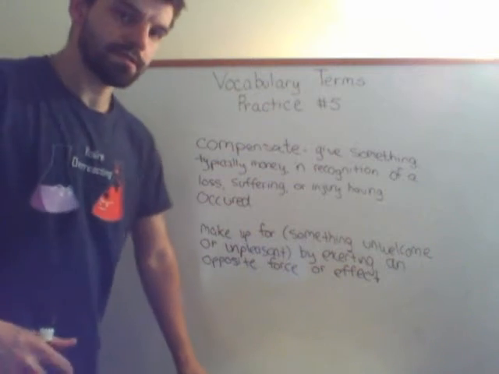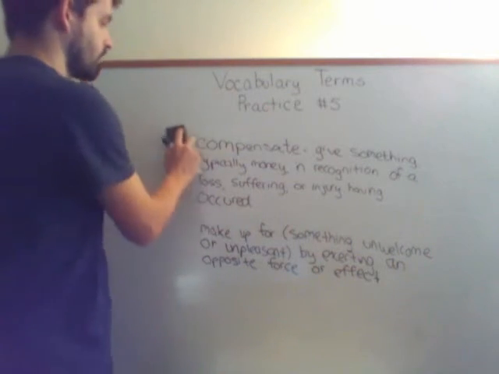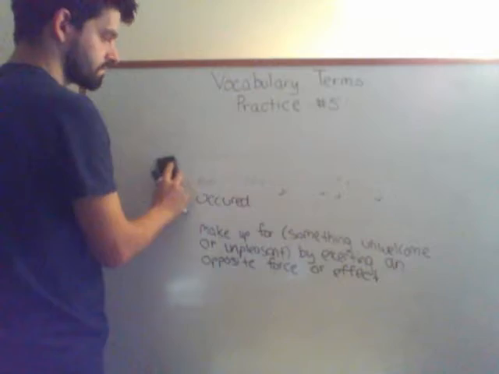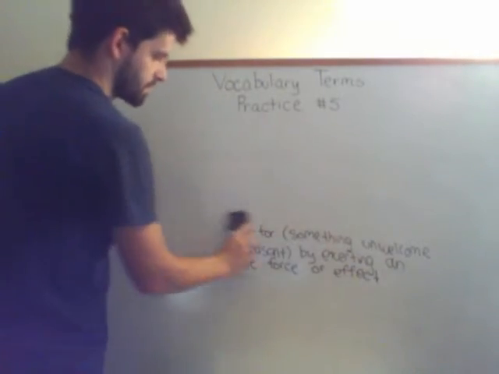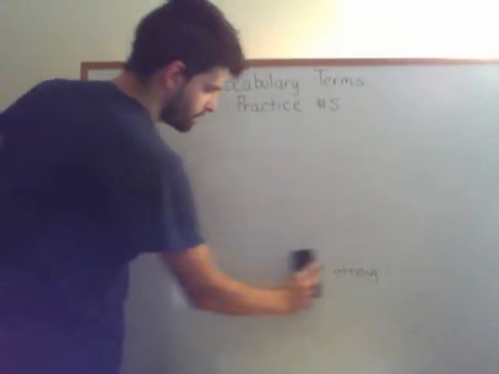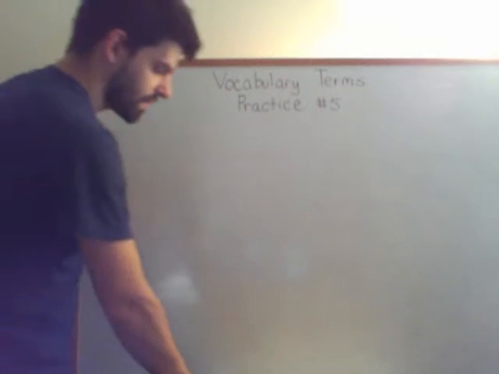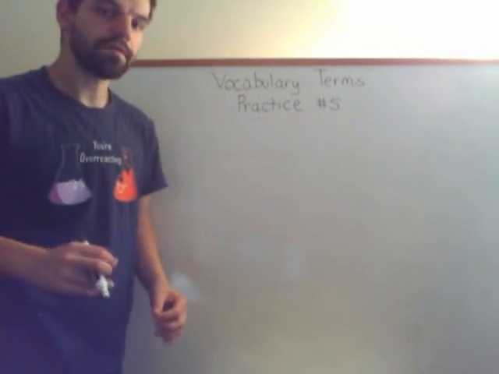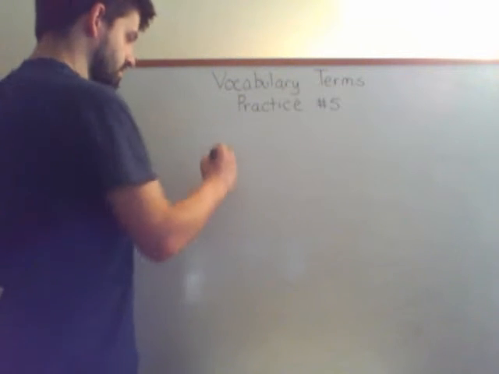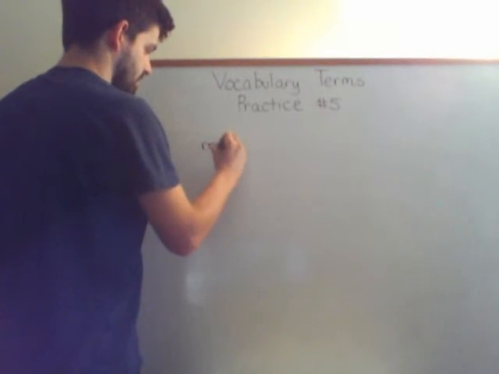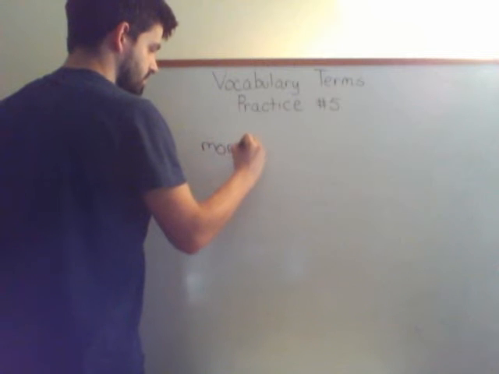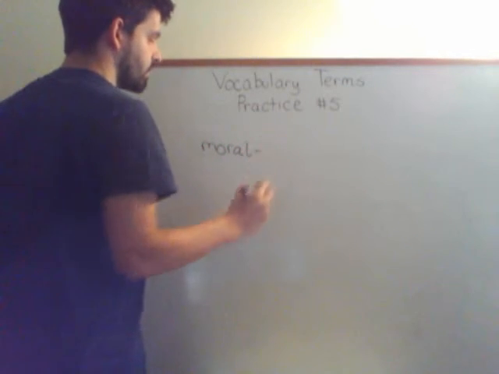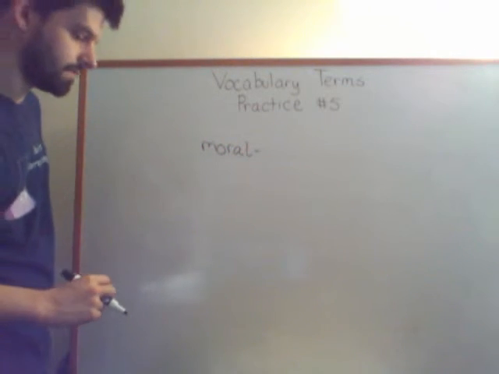C-O-M-P-E-N-S-A-T-E. Let's look at our third word today. So for our next word, it's a double meaning word, but both definitions are very similar. Okay, so just keep that in mind as we go for this word. Our next word is the word moral, and moral is spelled M-O-R-A-L.